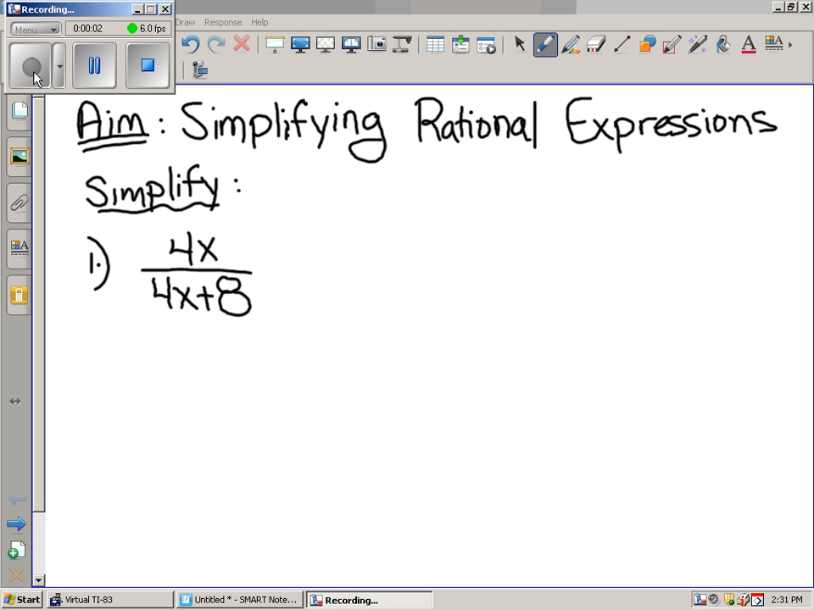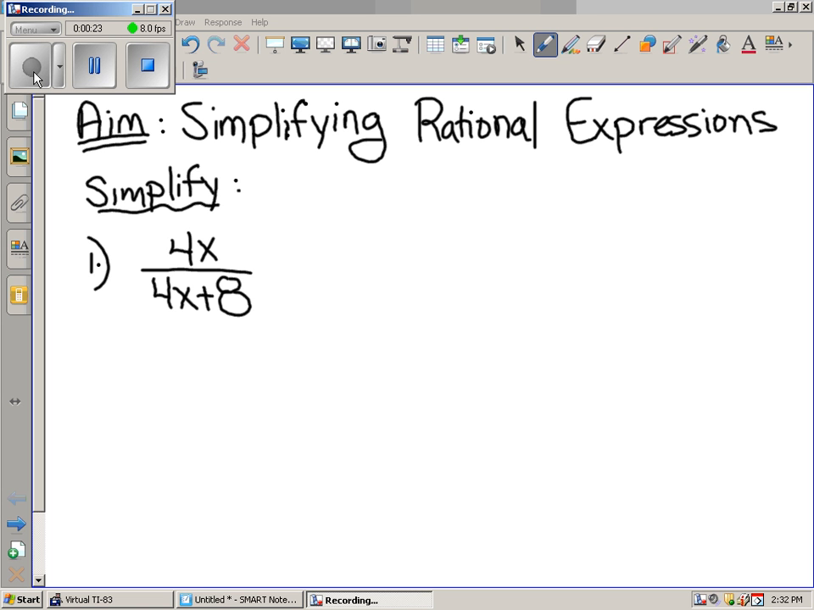Okay, so today we're simplifying rational expressions again. I'm going to try and change the way that I phrase our aim. I'd like to phrase it in the form of a question. How do you simplify rational expressions? How do you simplify fractions that have algebra in them, that have variables?